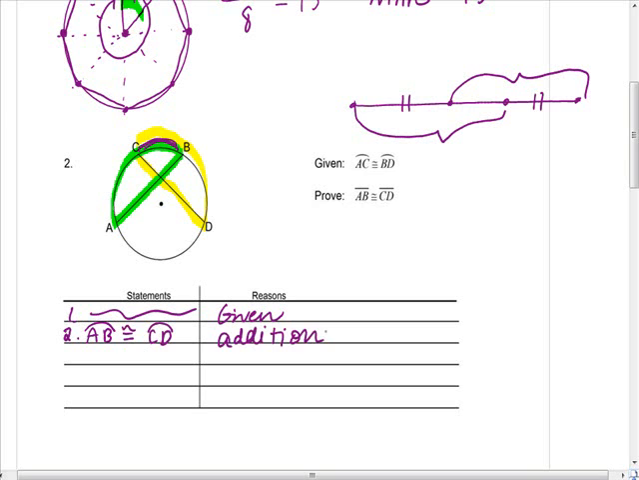Alright, well today we learned that if arcs are congruent, then their intercepting chords are congruent as well, which is what we're trying to prove. So your last step then is to say that AB is congruent to CD. All that changed then was the line went from a curvy line to a straight line. And it's really easy to do with your definition. You could just say arcs congruent implies chords congruent. That's it. Easy squeezy. Let's do one more problem together.